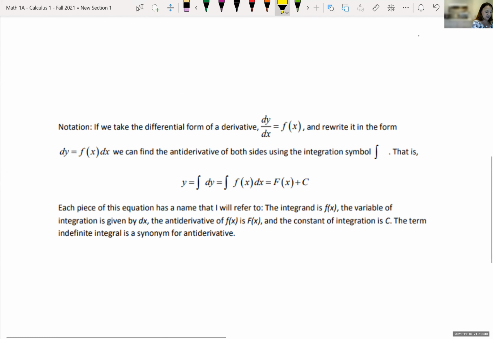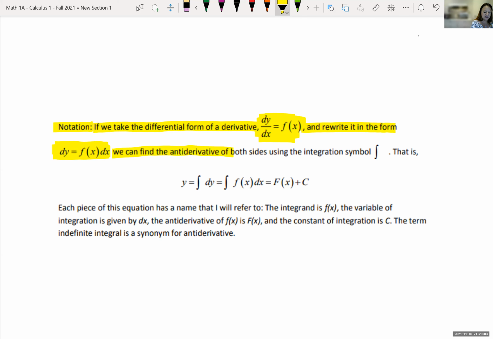Okay, so for notation, if we take the differential form of the derivative, so remember we could rewrite taking the derivative dy dx equals f of x. And we rewrite it in the form of dy equals f of x dx. So we were looking at differential equations back in the beginning of chapter 4 somewhere.